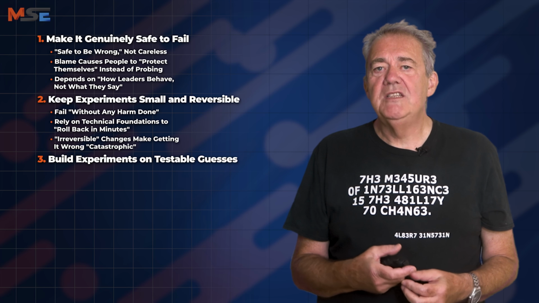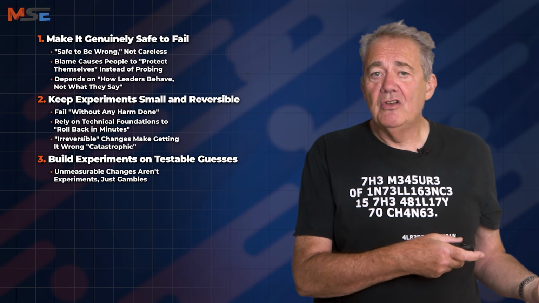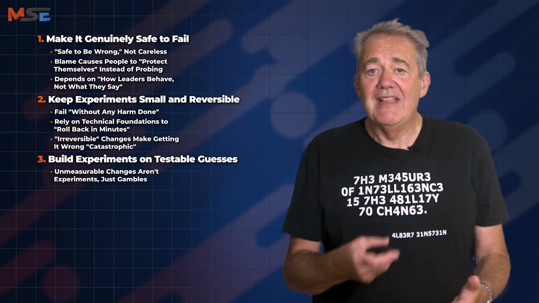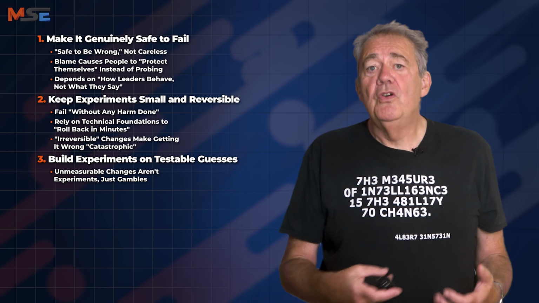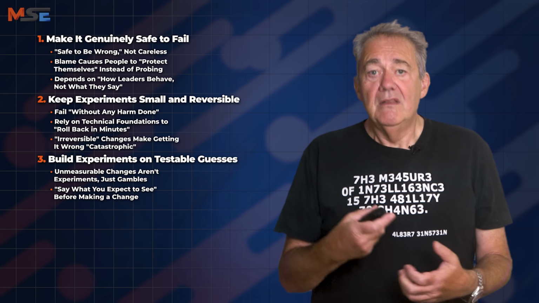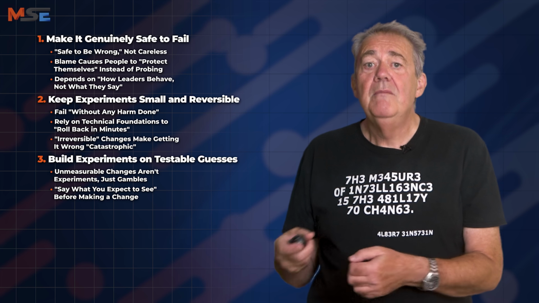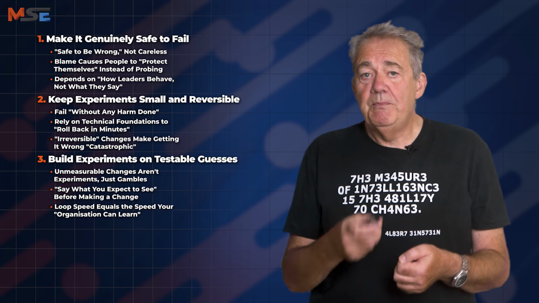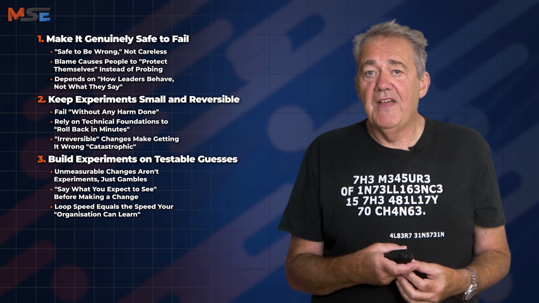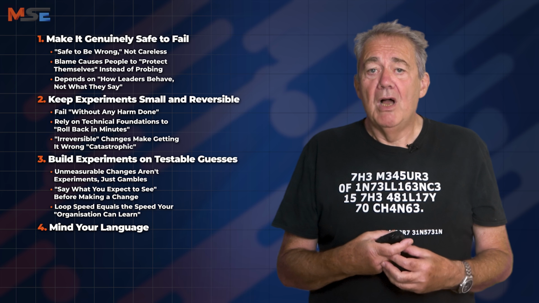Third, every experiment is built on a guess, and a way to check that guess. A change that has no expected outcome and no way to measure the result isn't an experiment at all, it's just a change. And that's a gamble that you can't learn from. So before you make any change, say what you expect to see, and decide how you'll know when you see it. Then shorten the gap between making the change and seeing the results as far as you possibly can, because the speed of that loop is the speed at which your organisation can learn. This, and making change safe if it fails, are the reasons why we talk about small steps all of the time. And fourth, mind your language.